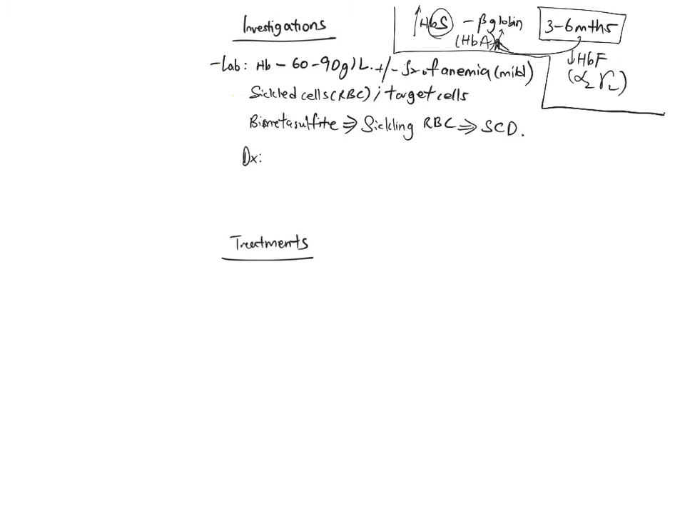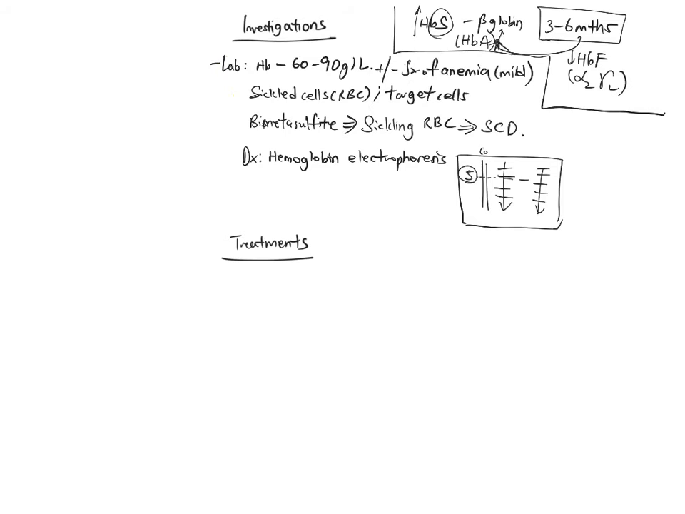However, the true definitive diagnosis would be to perform a hemoglobin electrophoresis. What this does is it will separate the hemoglobin into various bands based on its properties, and the hemoglobin S will have its own band. So you do a reference or control lane, and you can identify the presence of hemoglobin S based on this hemoglobin electrophoresis.